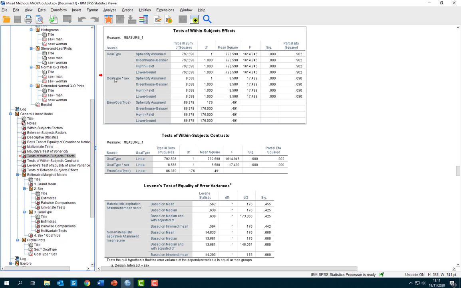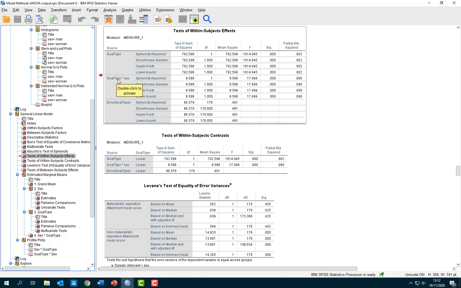So is there a difference in attainment between the different types of goals? Is that affected by whether you're male or female? Is there something else going on? So is the difference between these two goal types, the attainment on these two goal types, different if you're male or female? And actually what we're talking about here is a moderation effect. So this is one of the older ways of doing moderation analysis, for example.